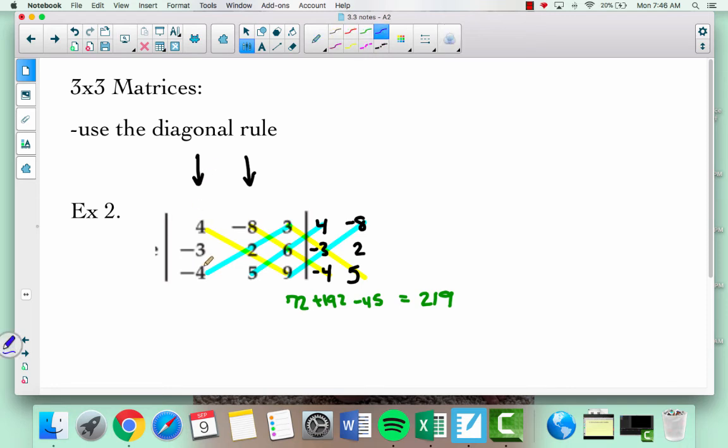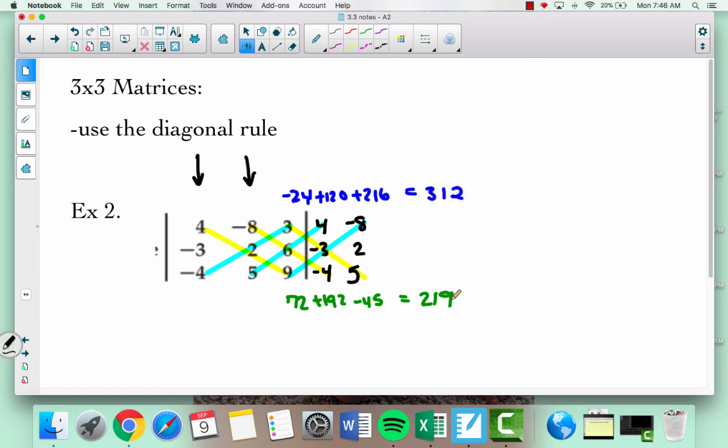So we multiply negative 4 times 2 is negative 8. Negative 8 times 3 is negative 24. 5 times 6 is 30. 30 times 4 is 120. And then lastly, 9 times negative 3 is negative 27, times negative 8 is positive 216. Combine those together and you get 312. Now it's just like the last example with the 2 by 2.